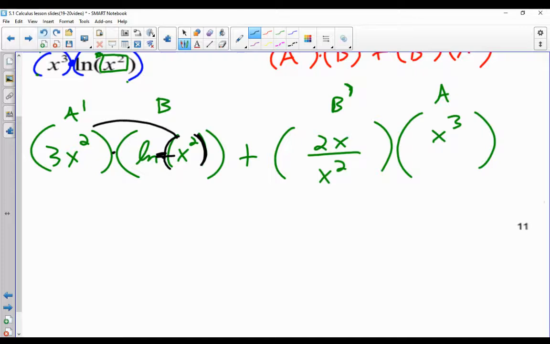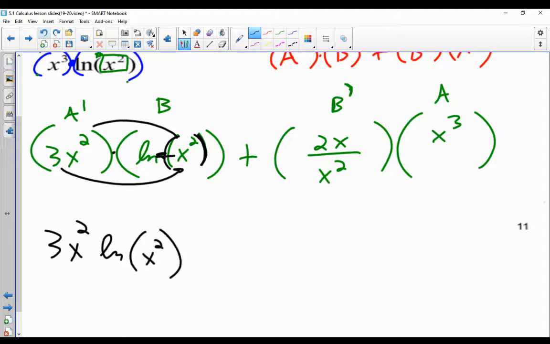And the opposite is true. You cannot take the 3x squared and multiply it to something to the x squared. They're basically two separate entities. So in other words, you have to keep them separate. So the best thing you can do is just put 3x squared times natural log x squared. That's all you can do for that part.